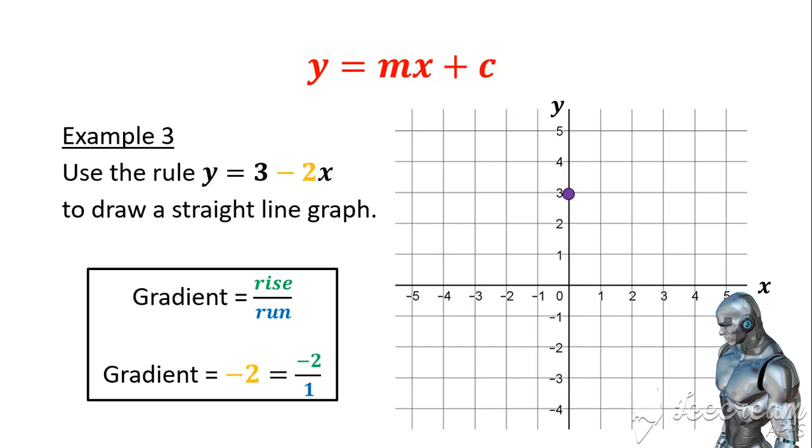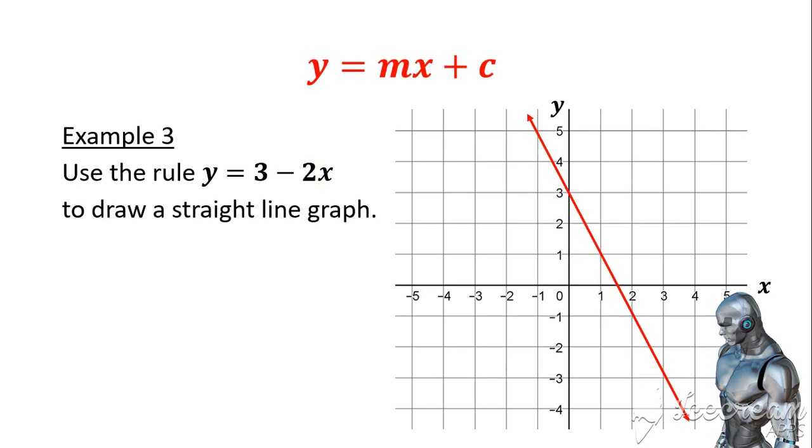That means we can write it as -2 over 1 as a fraction, which means from the y-intercept we go down 2 squares and across 1, down 2 and across 1, down 2 and across 1, and now we can draw in our graph here. And this is what the graph of y equal to 3 minus 2x would look like.